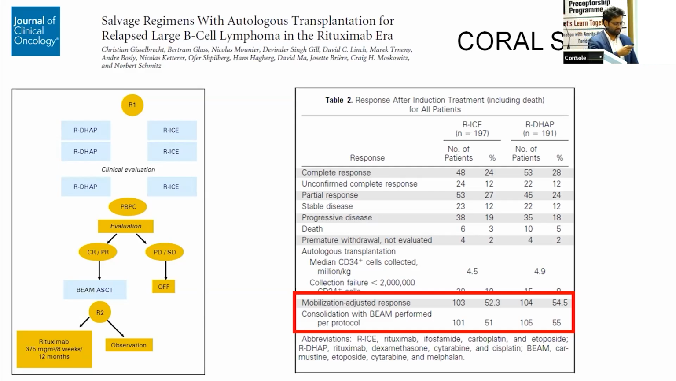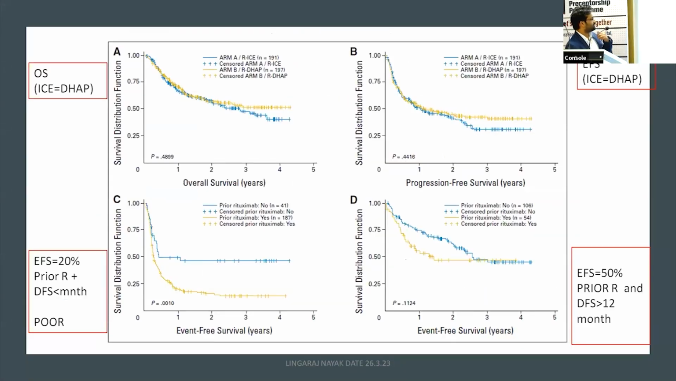So 50%. Okay. So there's something more here, mobilization adjusted response. I'll come to that. Just keep this word in mind. I'll come to it subsequently. So this is the breakup of this data.